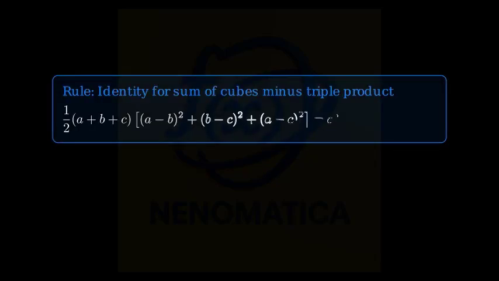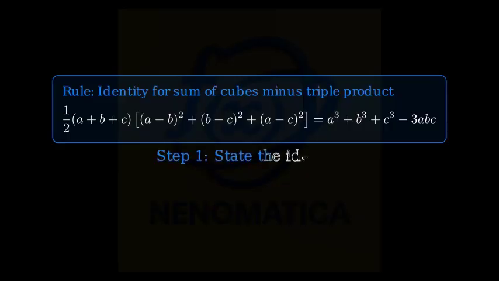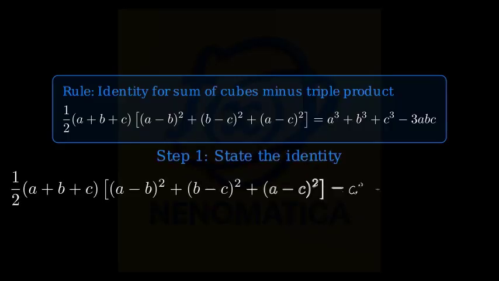We will prove a classic symmetric identity step by step, following a clear 5-step roadmap. Step 1. State the identity. The identity says 1/2 times (a plus b plus c) times the quantity [(a minus b) squared plus (b minus c) squared plus (a minus c) squared] equals a cubed plus b cubed plus c cubed minus 3abc. We'll display it clearly before we expand anything.